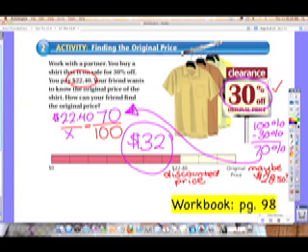Okay, so three new things. When I say discount, you say? When I say markup, you say? And then we've got our backwards problems. Everything else we've done before. Okay, let's look at another problem.